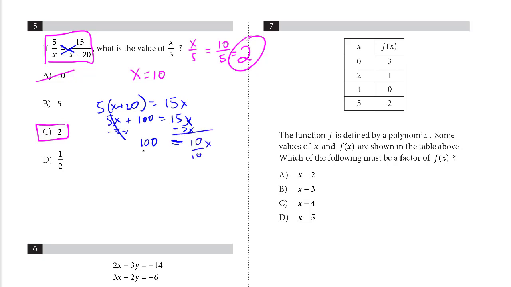Divide through by 10 on both sides. You'll get x equals 10. Exactly the answer we got from guess and checking. But again, remember, we want x over 5, which is 10 divided by 5. The correct answer to the problem is 2, C.